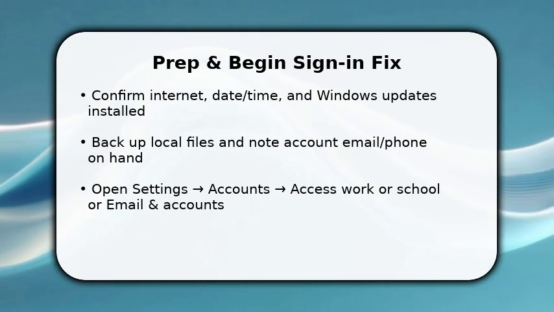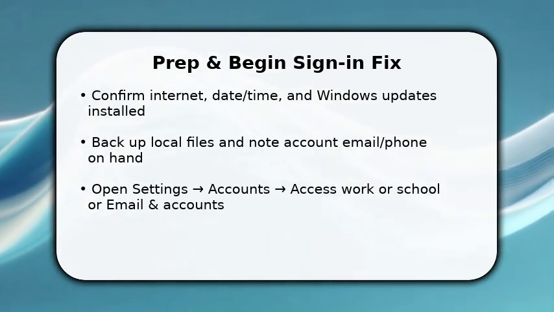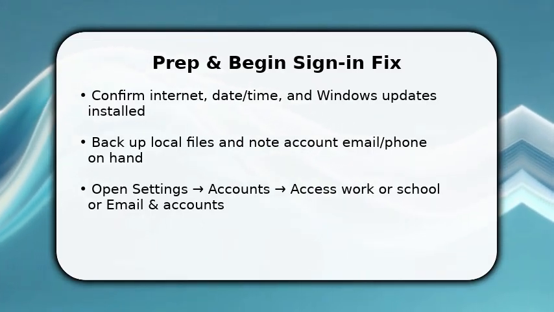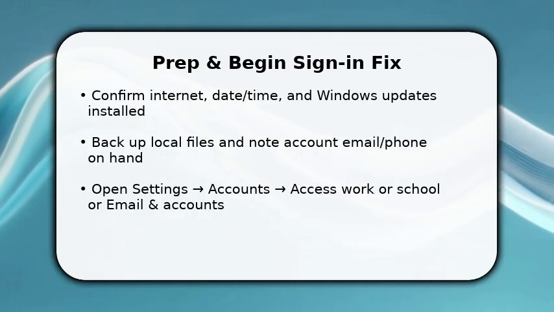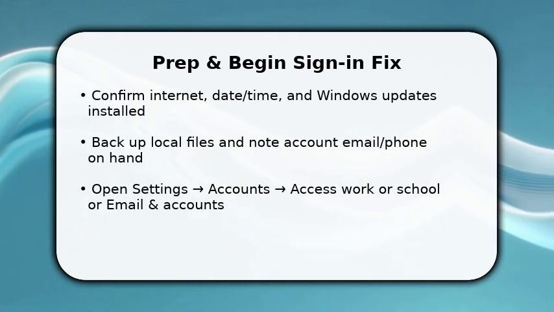You start by confirming essentials: internet, correct date/time, and latest Windows updates so authentication issues aren't caused by simple sync errors. Once done, back up any local files and have the Microsoft account email or phone ready.